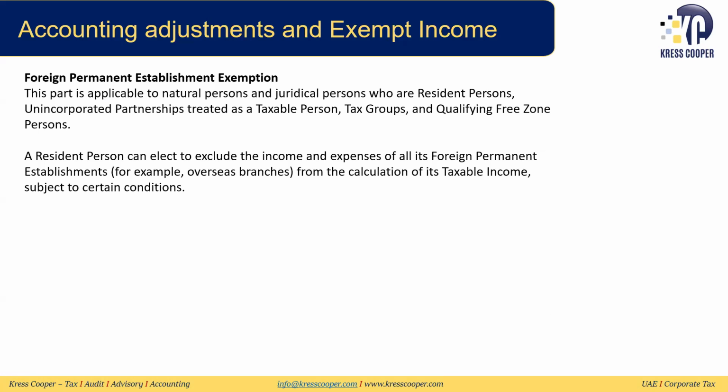Then we have the foreign permanent establishment exemption. This part again is applicable to a natural person, juridical person, or resident person. Like we said, if there is a foreign permanent establishment for these people, and they want to exclude the income and expenses of the permanent establishment, then this portion will be relevant to them, and they can click yes, or if their income was received from this portion.